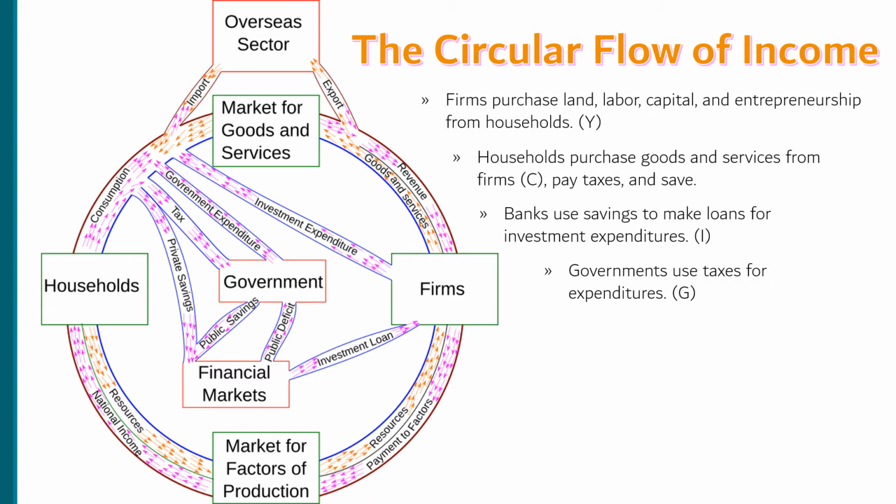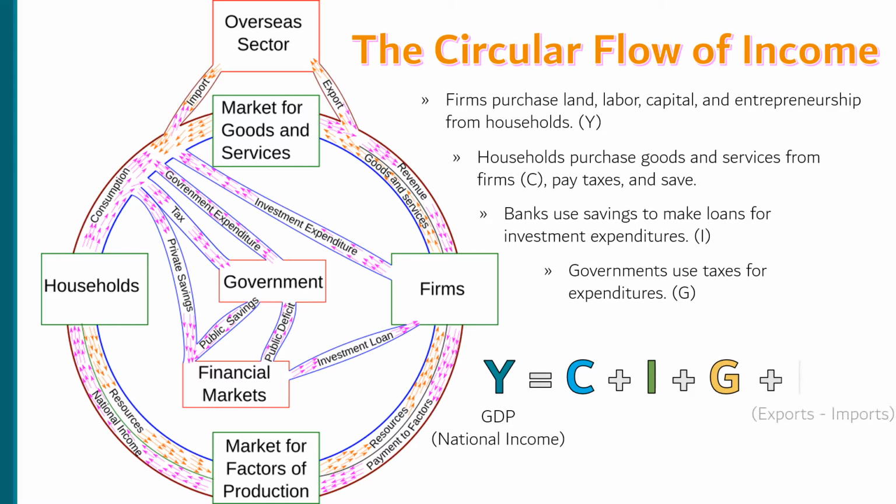All of that spending, C, I, and G, goes back to the firms who produce the goods and services, the capital purchased by investment, and the things the government purchases. Together, they total up to our national income, or GDP. And if we add the overseas sector, where we can buy and sell with other countries, we just need to add the net exports to get our familiar GDP equation. Let's see how this works in the circular flow model.